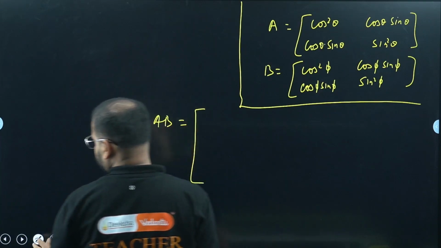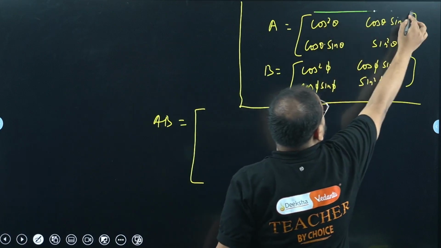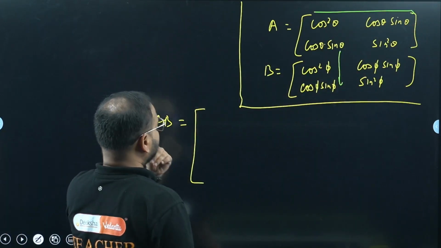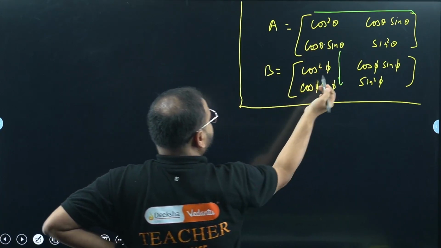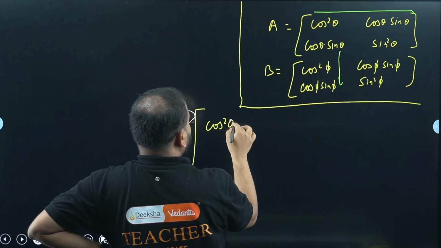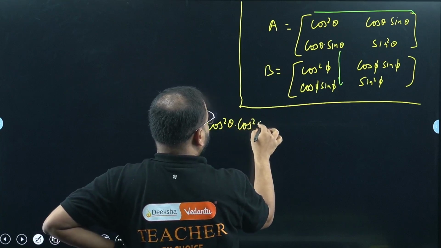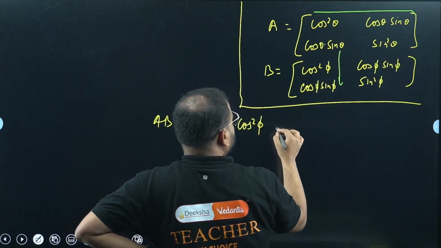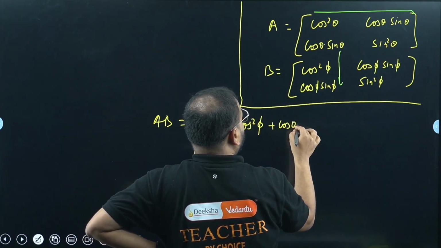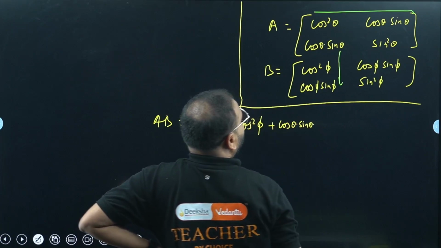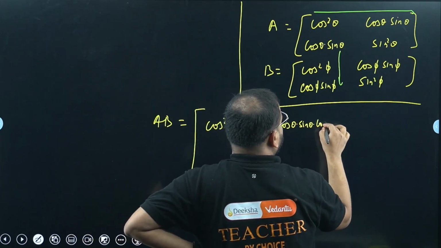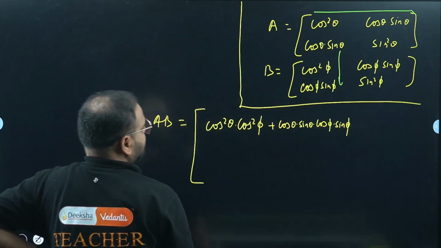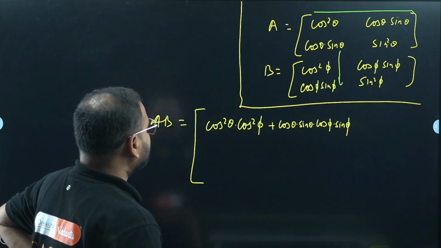First I will take what? First I will take this, sir. First row with first column. This is going to be my first element, right? So cos square theta with cos square phi. So I get cos square theta and cos square phi. Okay, then this part, cos theta sin theta and this. So I get plus cos theta sin theta and then cos phi sin phi. This is my first one. Okay, I hope you understand.